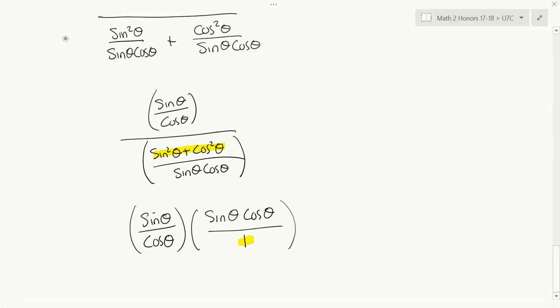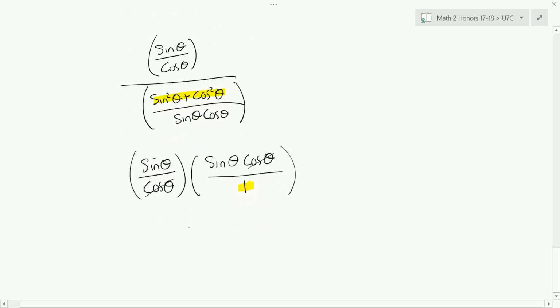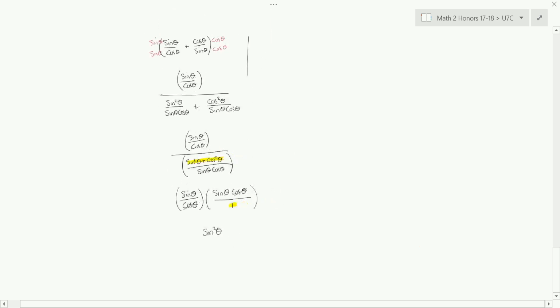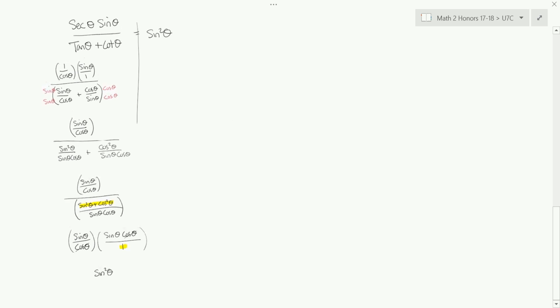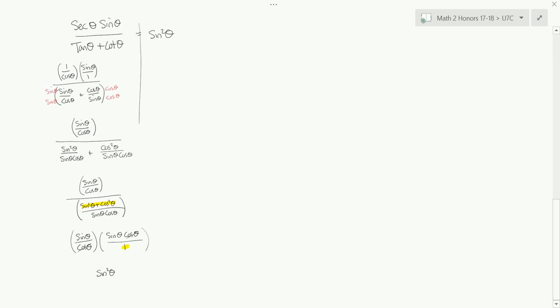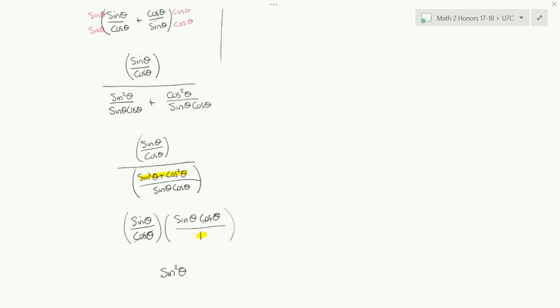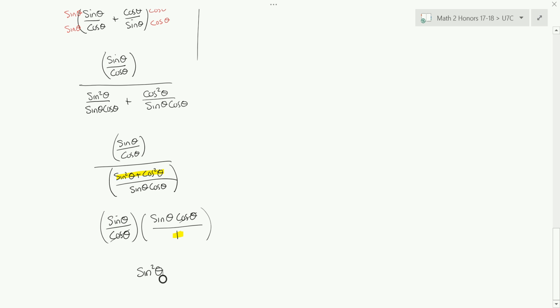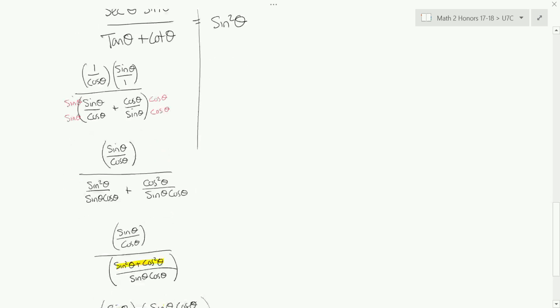Okay, so now we can reduce this fraction, divide top and bottom by cosine, and we're left with sine times sine, which is sine squared theta. And now if I back that up, you see the left side equals the right side. Okay, so some of these are longer than others. Some you can prove in 2 steps. Some you got to take more than 2 steps to get there. Questions? No. That was example 3.